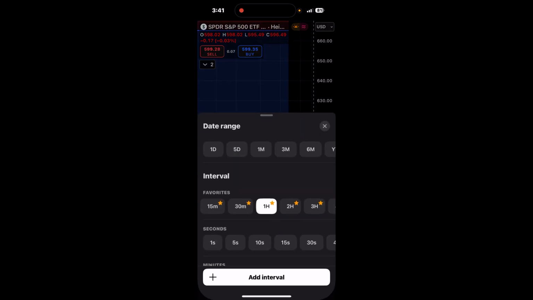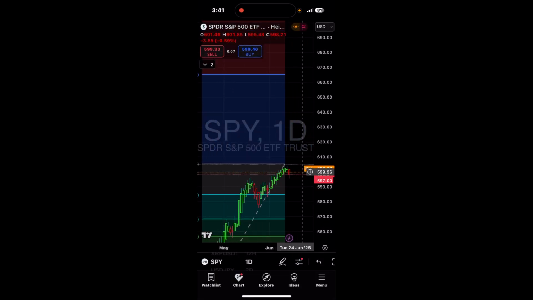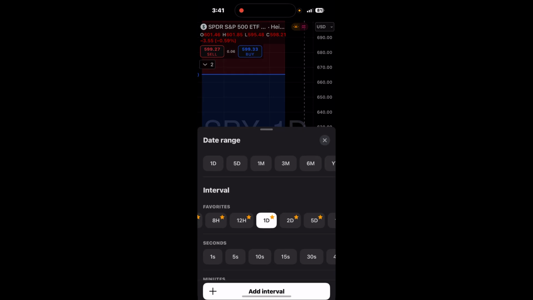Because we already know here that, if we go back to the day, you'll notice that it has not been able to break this yet. So you know that it's most likely going to reject when it gets to 605. So basically it rejects at 605. And basically that's how you do it there for the S&P.